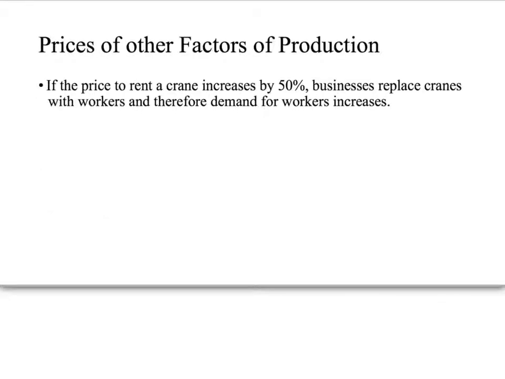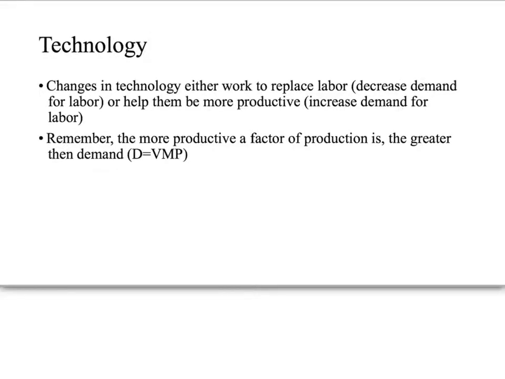You might think of this as being price of other factors of production as substitute products. But instead of being products, it substitutes in production. So if the price to rent a crane increases by 50%, businesses replace cranes with workers, and therefore demand for workers increases. And technology can have two effects. Changes in technology either work to replace labor, therefore decreasing the demand for labor, or help them be more productive, increasing demand for labor. Remember that the more productive a factor of production is, the greater the demand, because demand equals VMP.